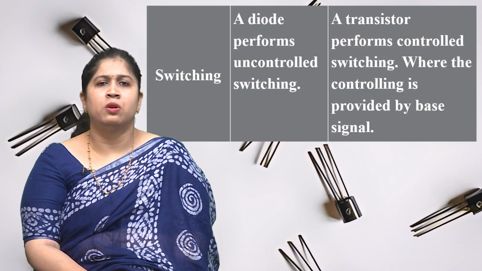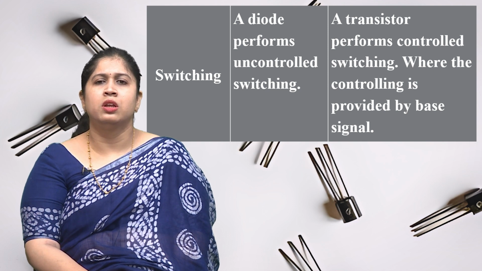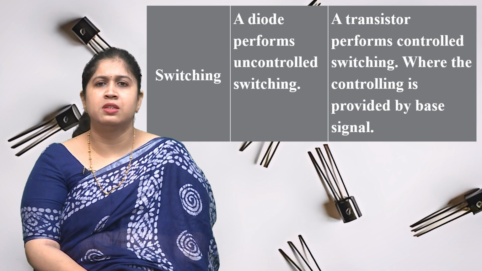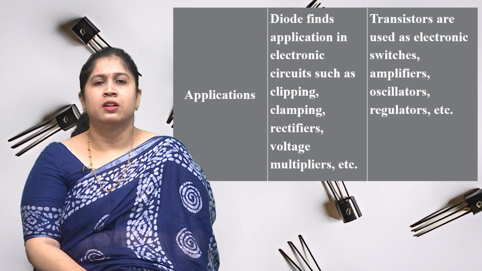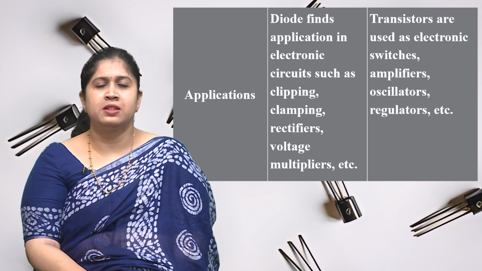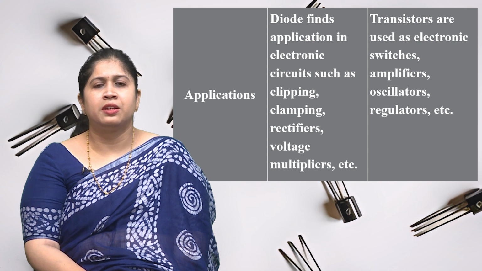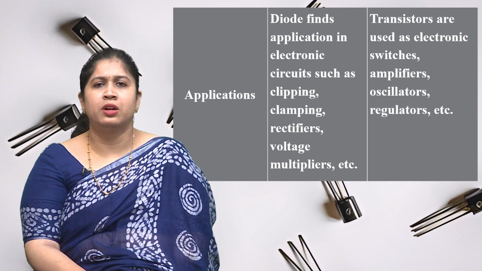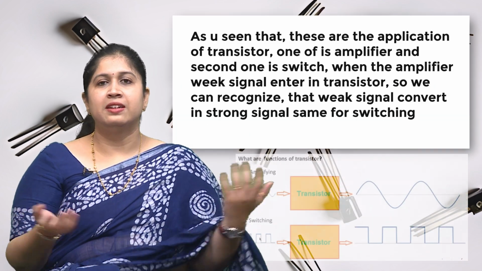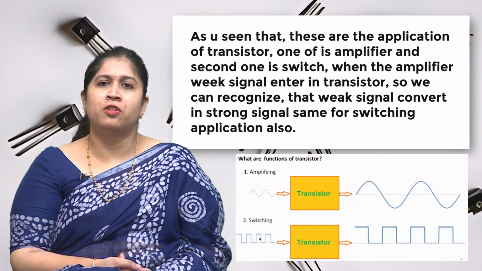Switching. A diode performs uncontrolled switching, while a transistor performs controlled switching, where the controlling is provided by the base signal. Applications. A diode finds application in electronic circuits such as clamping, rectifier, voltage multiplier, etc. Transistors are used as an electronic switch, amplifier, oscillator, regulators, etc. These are the applications of a transistor.